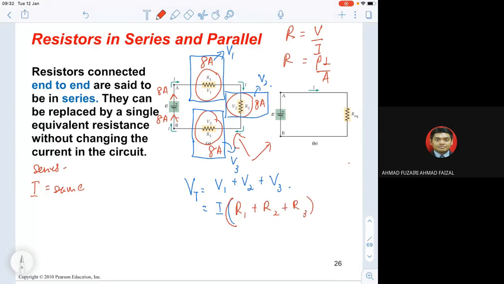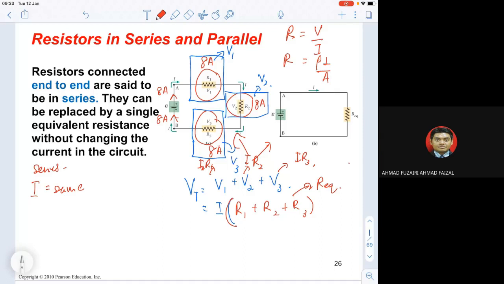Why? Because we know that V1 is what? V1 is I1 R1. V2 is also I R2, because I1 and I2 are also the same, so I'll just use I. This one doesn't have to put 1. So I R2 plus I R3. We factor out the I, and we get R1, R2, and R3. So this should be the R equivalent for the series circuit.